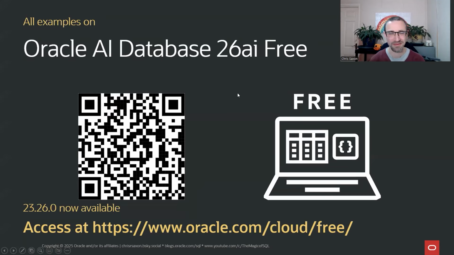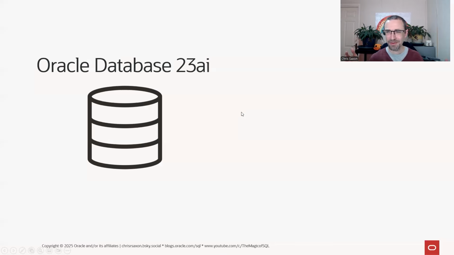Now, at this point, some of you might be looking at this and going, hang on a second, Oracle AI Database 26 AI, what's going on? I thought we were on 23 AI, right? Well, this is something that was announced at AI World, was it last month? Yeah, last month in October.